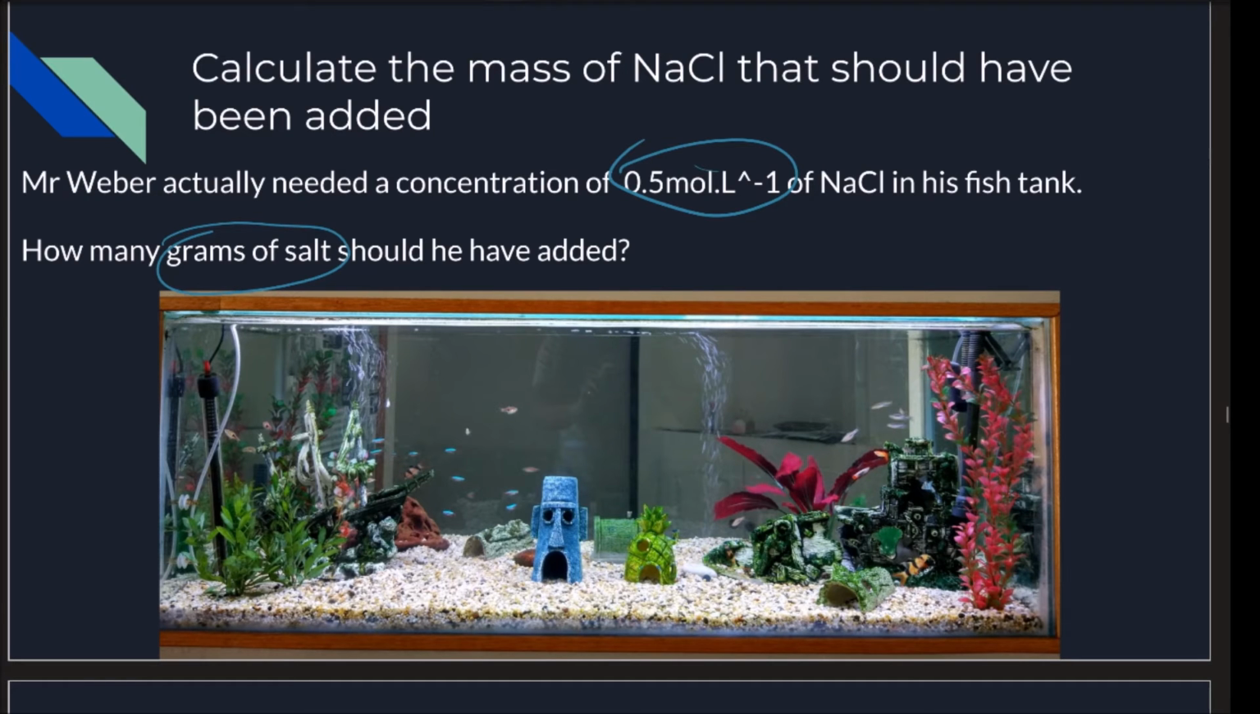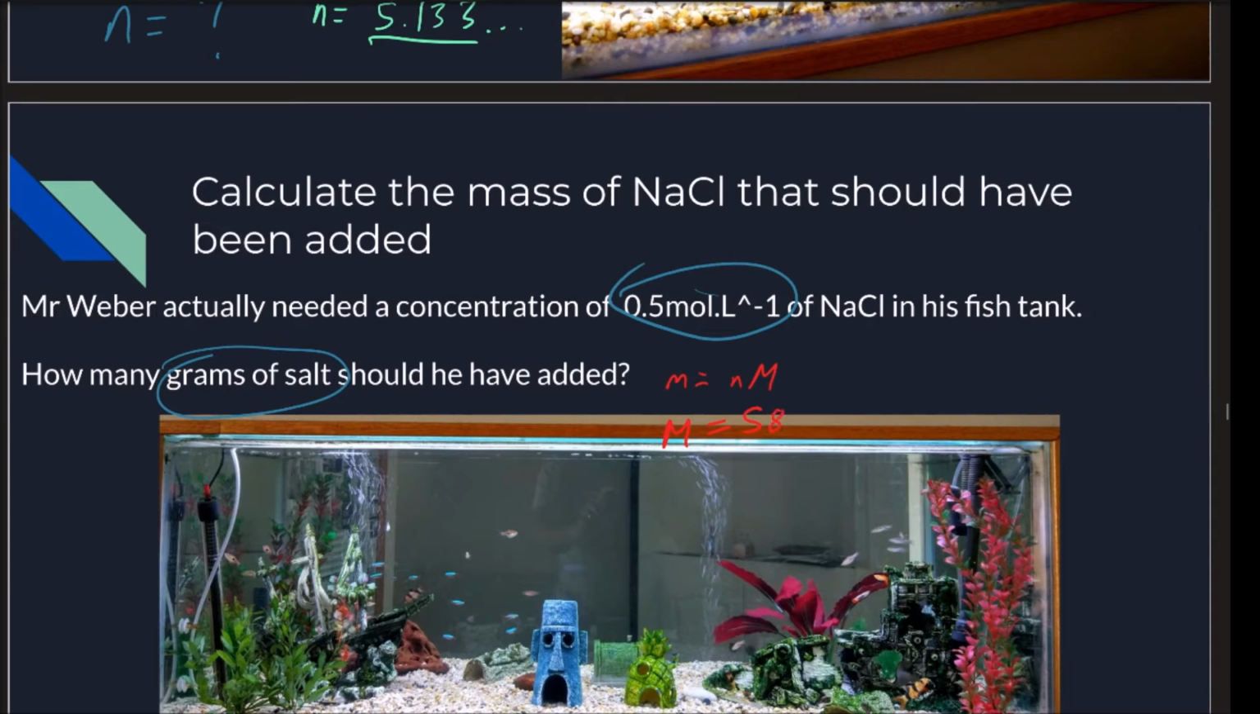Alright, so the equation that we need to end off with, finally, is we need to find out the mass. So we have n equals mass over molar mass, so we're just going to move that over, and we end up with mass is equal to number of moles times the molar mass. So the molar mass of sodium chloride was calculated as being 58.44 grams, and number of moles we will need to calculate.